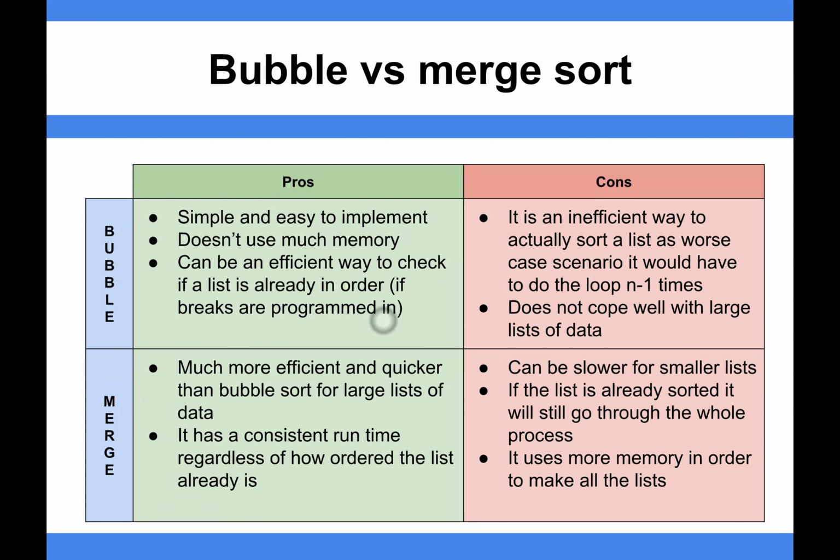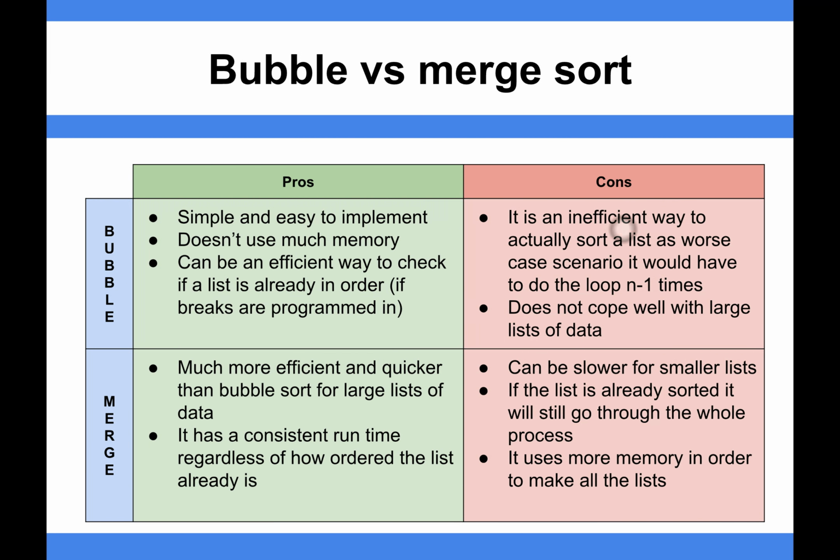This one's a higher level answer, but it can be quite an efficient way to check if a list is already in order. It's another use for a bubble sort, because you can put a break in it. If you have a variable working out whether it's done any swaps in a pass, and it resets every pass, then if it's gone a whole pass without swapping anything, it stops the algorithm. Therefore it's quite good for checking if lists are already in order. But that's quite high level.